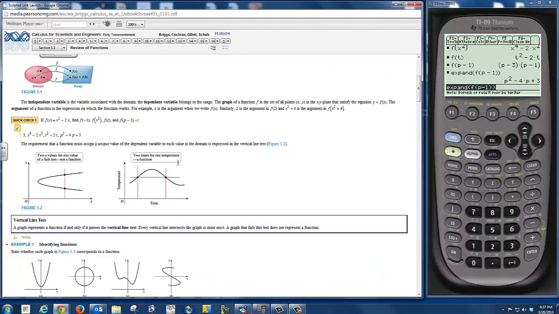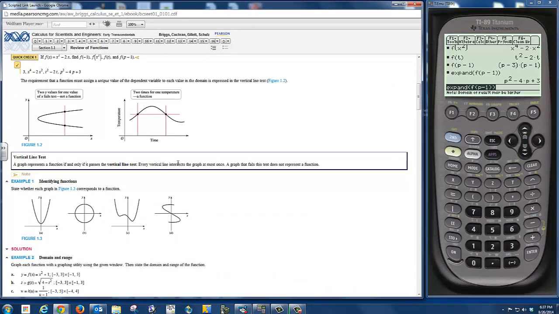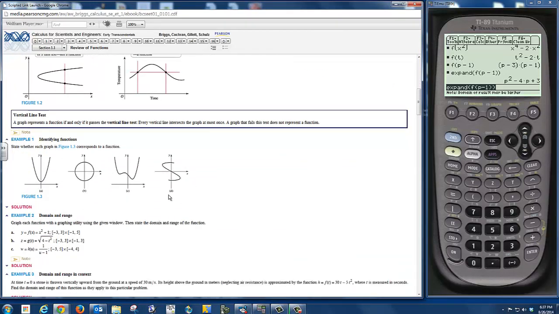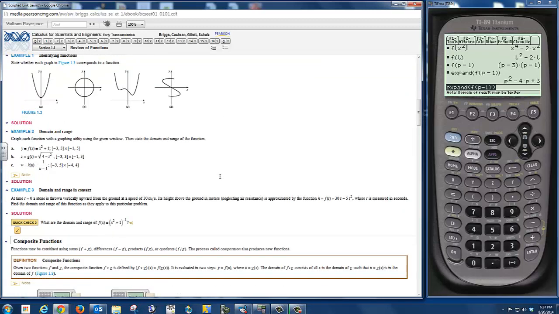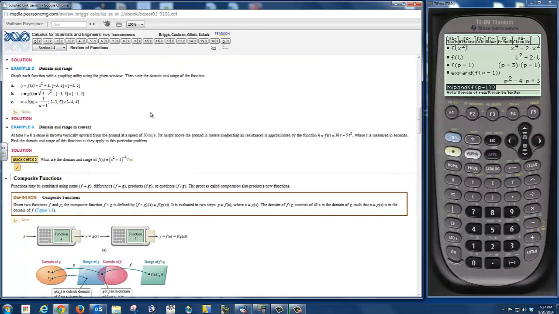Okay. Next, we talk about the vertical line test. In example 1, they actually give you the graph, so we don't need our calculator. So let's move ahead to example 2, where we are supposed to graph these with a graphing utility using the given window. So luckily we have a graphing utility. So we'd like to graph the function f of x is x squared plus 1. And the viewing window, we want x to run from -3 to 3 and y to run from -1 to 5. So how will we do that?